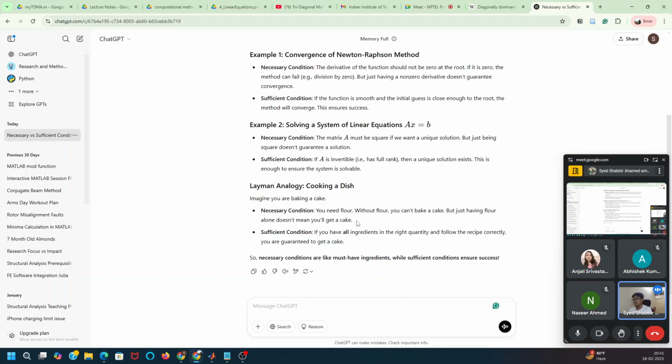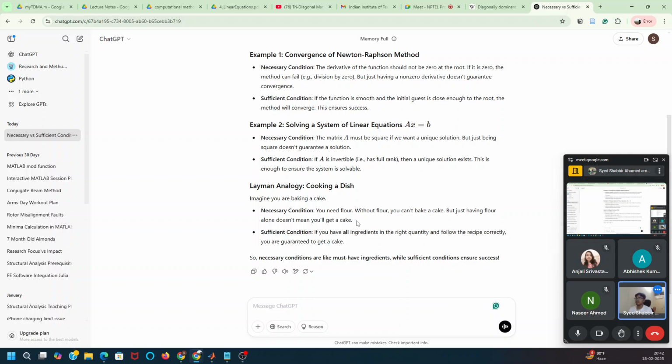The sufficient condition is like, if you have all the ingredients in the right quantity and follow the recipe correctly, you are guaranteed to get a cake. So if everything is perfect, the necessary condition and the other conditions are all satisfied, it means you have everything in a sufficient manner and you are guaranteed to get a cake.